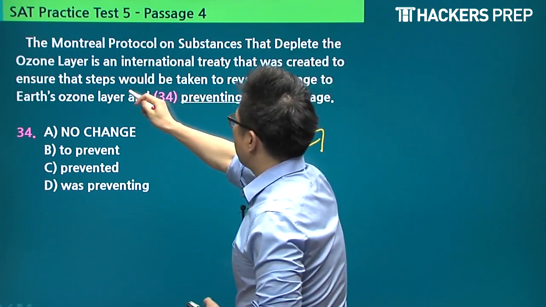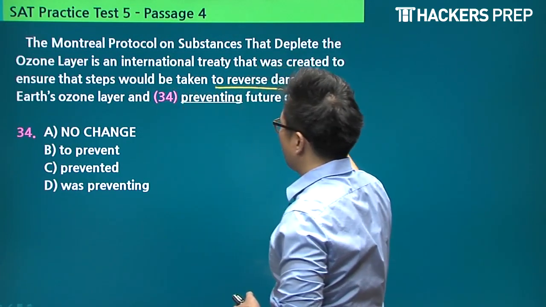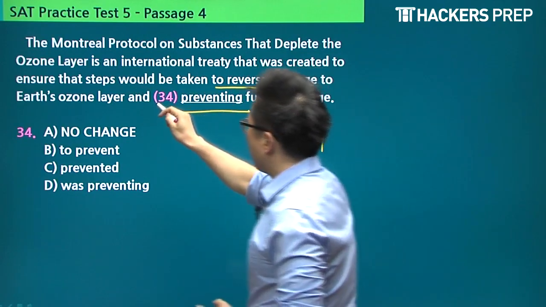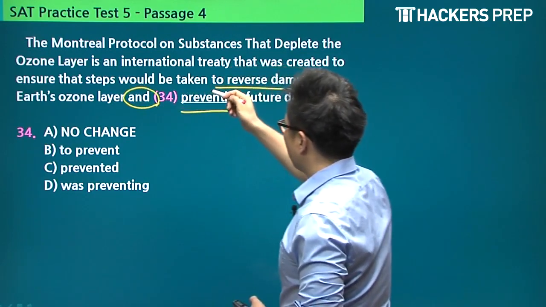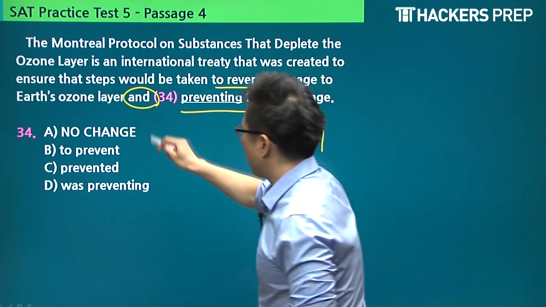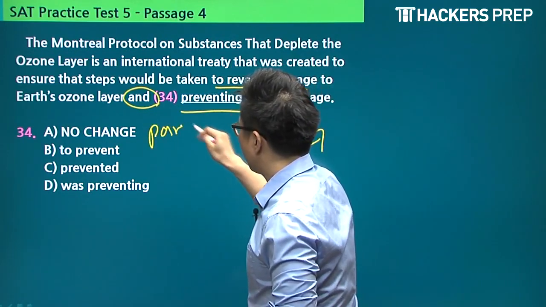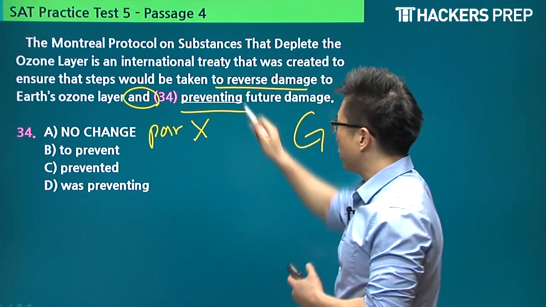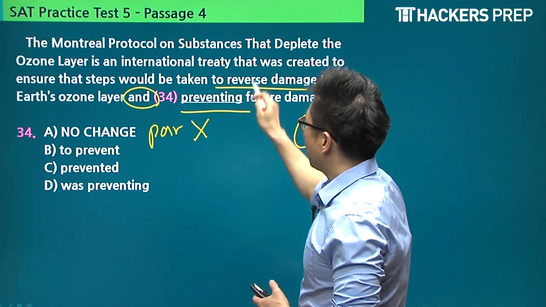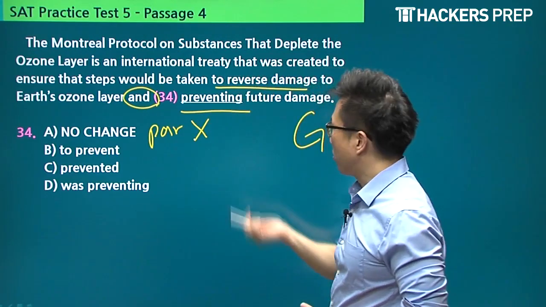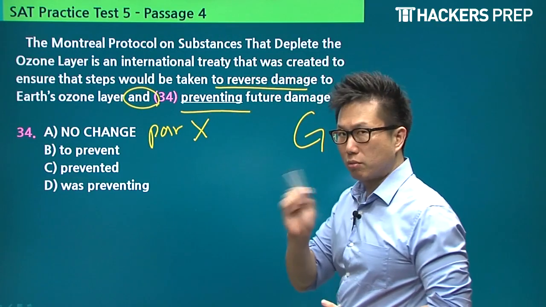We have steps will be taken to reverse damage to the Earth's ozone layer and preventing. You have a conjunction of and here: to reverse and preventing. This is not parallel. You can cross this out. This is a parallel problem. You cannot have to reverse and preventing. They don't make sense together, right? Because you have a to infinitive here, and you have basically a participle here. So that wouldn't make sense.